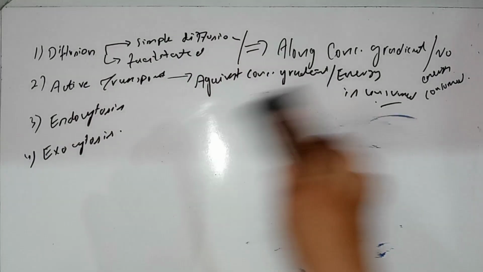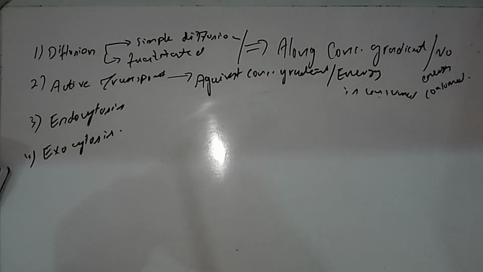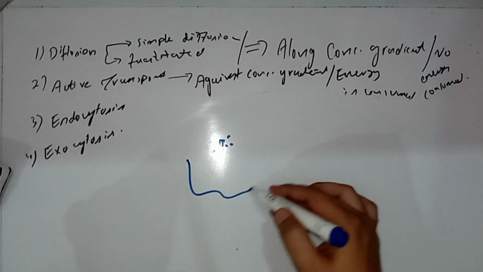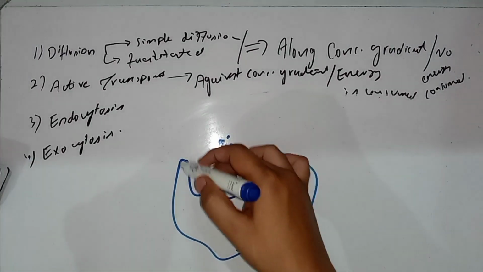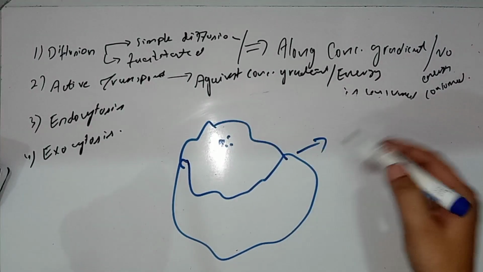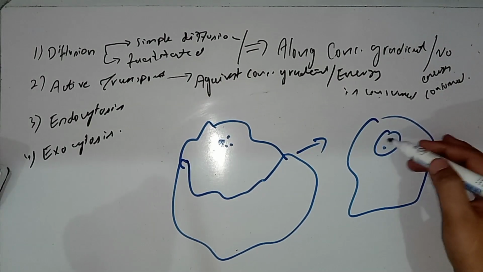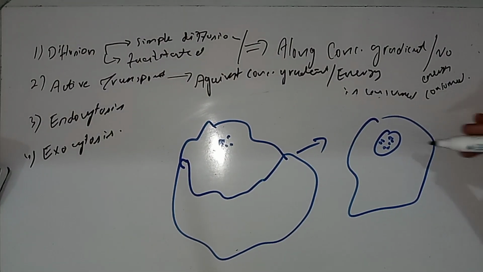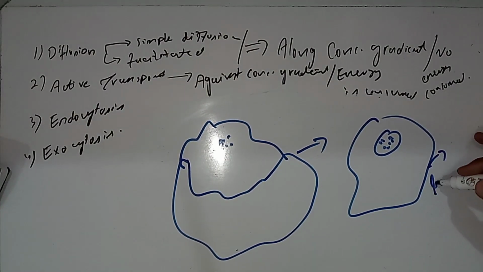Next is endocytosis and exocytosis. What is endocytosis? For example, there is a substance here, and the cell wants to eat it, so it puts its pseudopods around it and forms a vesicle. Then this vesicle is processed either by the Golgi apparatus and endoplasmic reticulum, or it fuses with lysosomes and is digested. So this is an example of endocytosis.